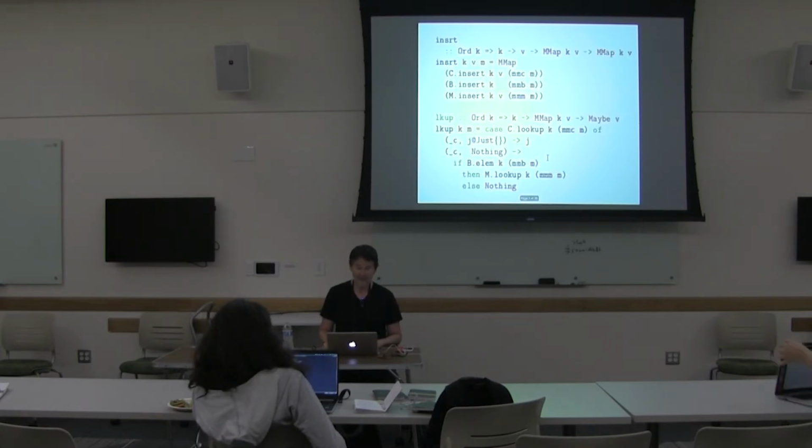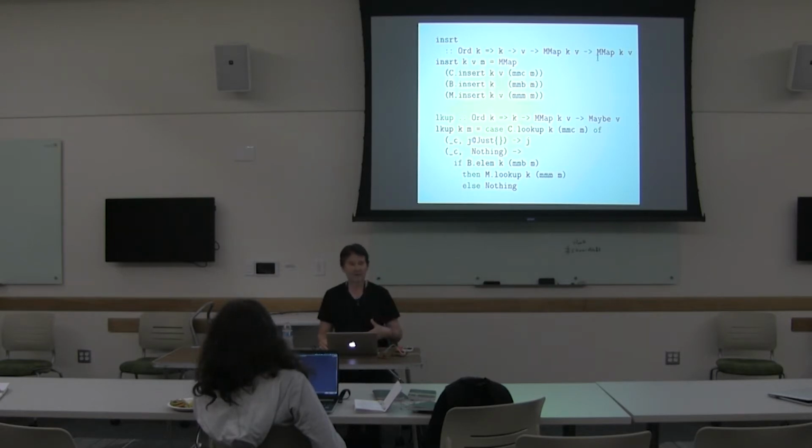And if I have that, I can just write by hand, insert. So I say insert takes an Ord of k, meaning the keys have to be ordered. And that's only because the underlying map I'm using requires that. And then you say insert on all three pieces, because they all have to know that that key is now present in the map.